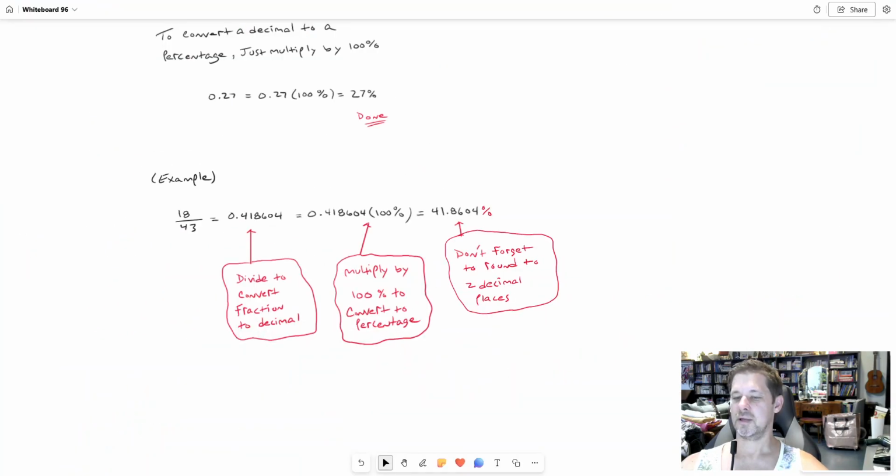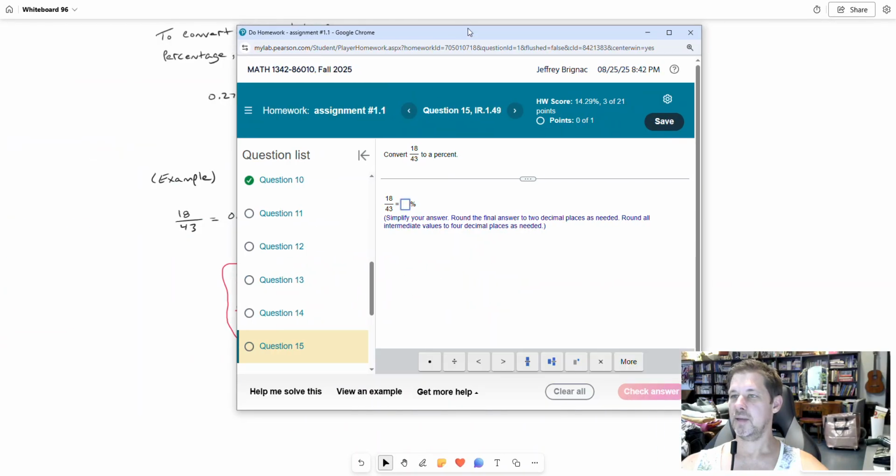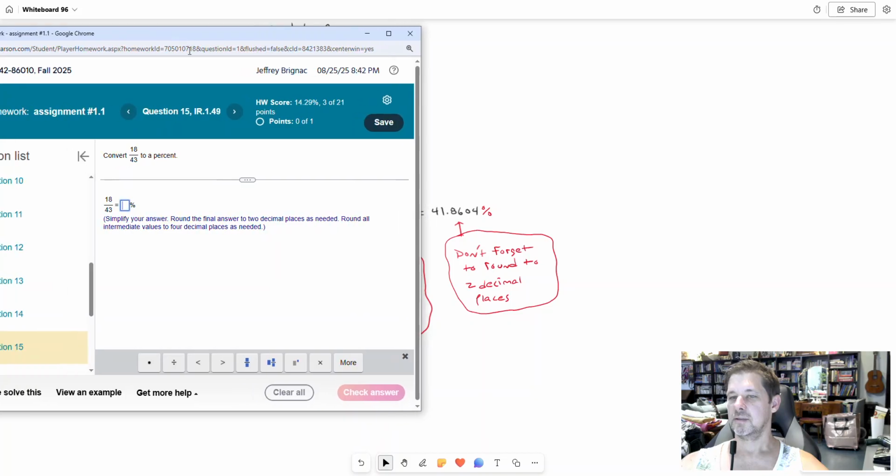41.8604%. All right, so that's what is going in here. But notice what it says here. Any of these problems have instructions for how to input your answer. This is the answer I got. But what does it say? It says simplify your answer. Well, this can't be simplified anymore.